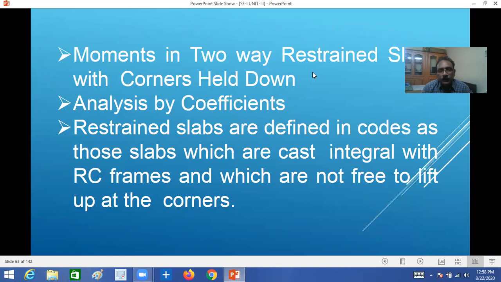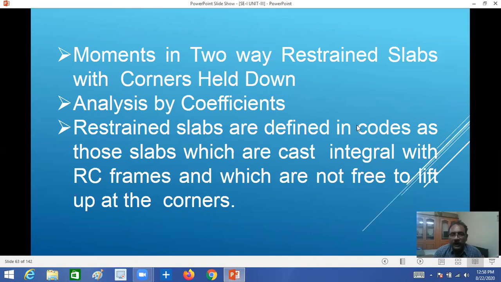In the last videos, I explained what a two-way slab is. If Ly by Lx is greater than 2, it's a one-way slab. If Ly by Lx is less than 2, that is a two-way slab. In two-way slabs, there is bending moment in both directions, the shorter span direction and the longer span direction. The main reinforcement at the bottom is provided on the shorter span side. Above that, we have to provide the longer span side reinforcement. That is the concept in two-way slabs.